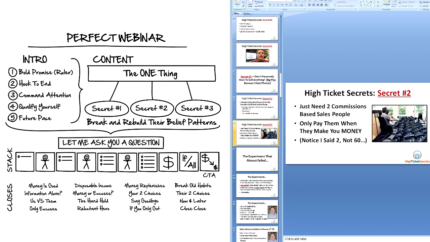So let me rebuild it. This is all you really need: 2 commission-based salespeople. You guys know what commission-based means? It means you only pay them when they make you money. Notice I said just 2 people, not 60.